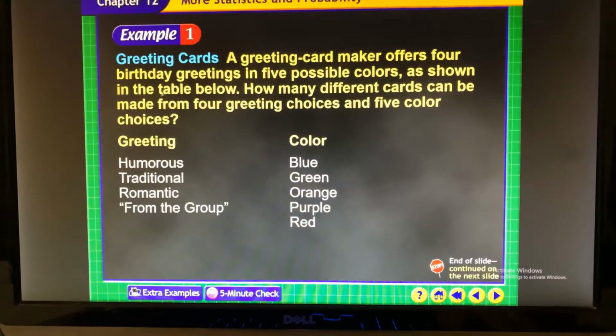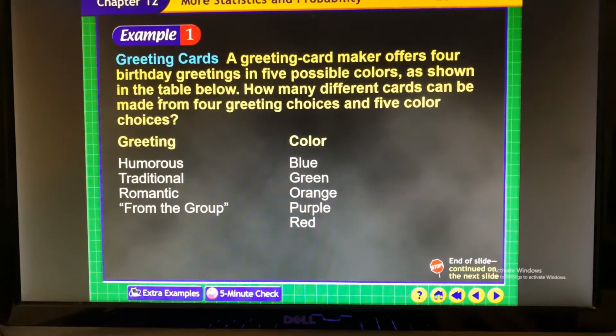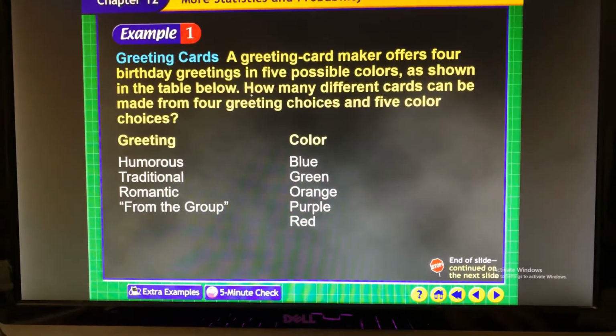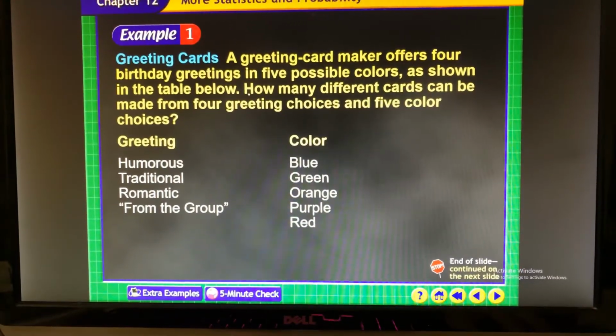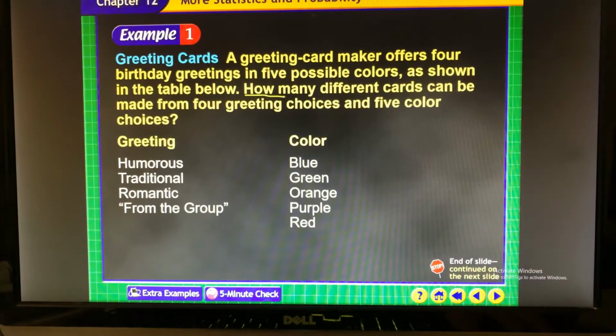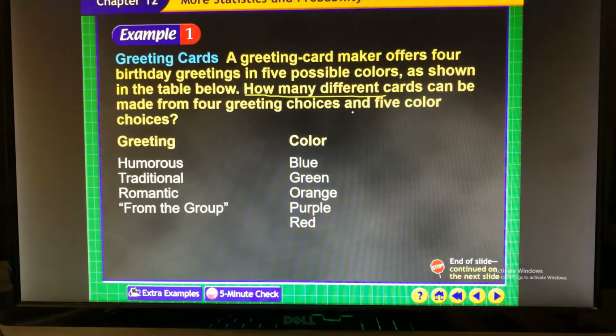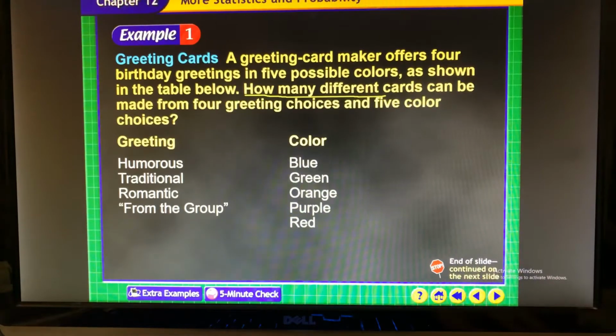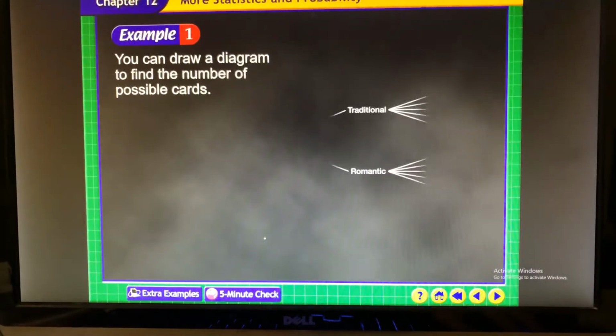A greeting card maker offers 4 birthday greetings in 5 possible colors, as shown in the table below. How many different... Okay, so what I'm really going to focus in on is what the question is asking, because what you find with probability is that you have to pay attention to the question to know how to do it. So you have to find keywords in it. This says how many different cards can be made from 4 greeting choices and 5 color choices. I'm going to show you the long way, and then I'm going to show you the quick and easy way. One way to do it is with a tree diagram.